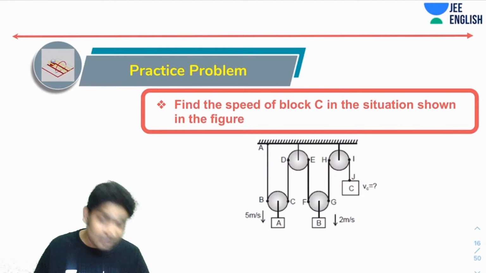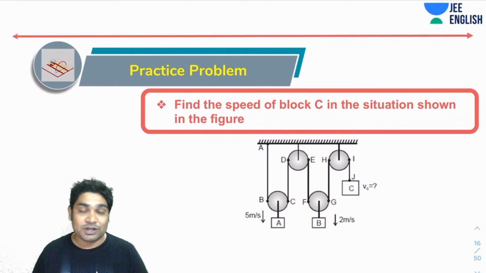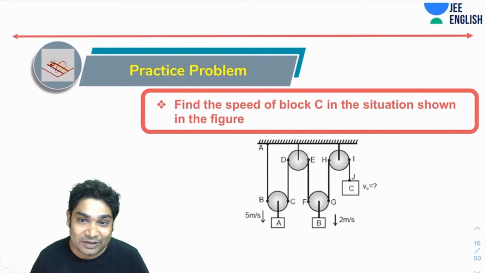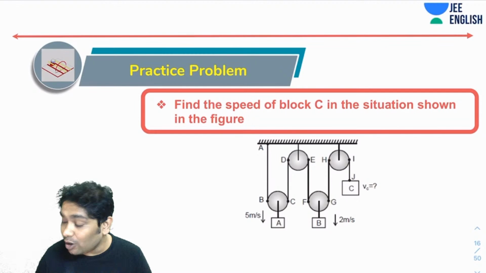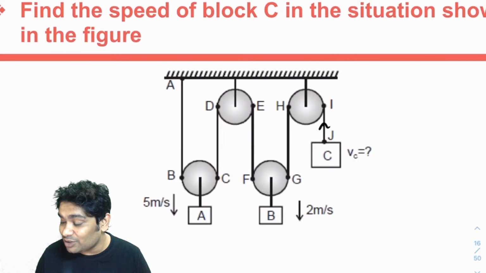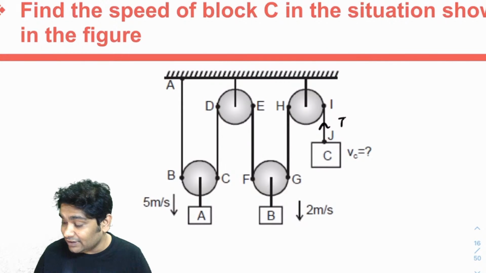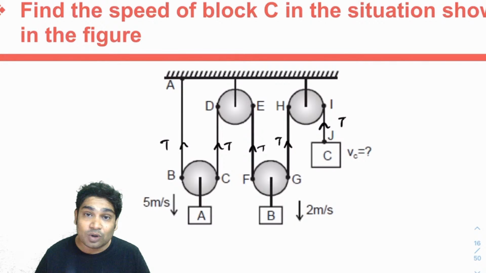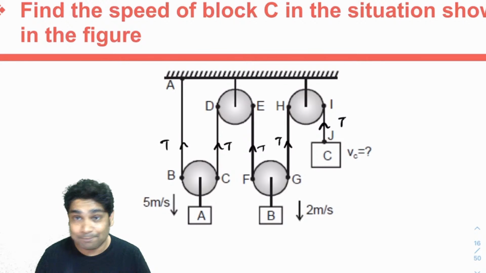So this is a standard string constraint problem. What did I tell you about string constraint problems? How do we solve them? We solve them using virtual work methods. Remember? So let's start by assuming the tensions in different strings. Let's assume the tension here is T. Next, the tension here would also be T, here also T, and here also T. Because this is one single string, everywhere the tension would be T, right?